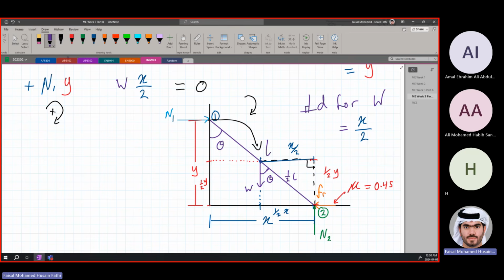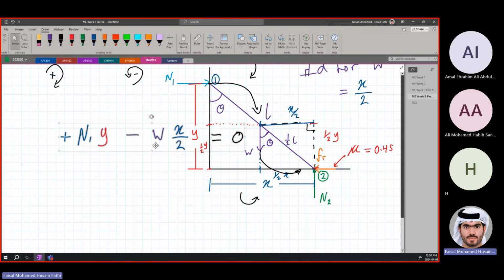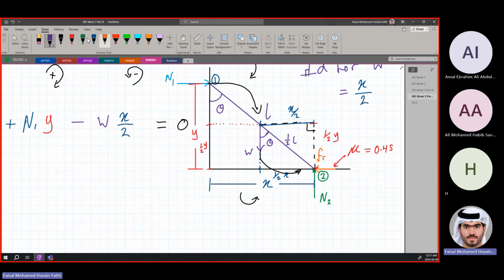Now for W, I'm going to connect again. This point, I'm going to look here. It is going in that direction. So it's going into this direction. So it's going counterclockwise. So it's going to be negative. So this is going to be minus W. All right. So this is the equation now that we have over here. Okay. This is going to be equal to 0.